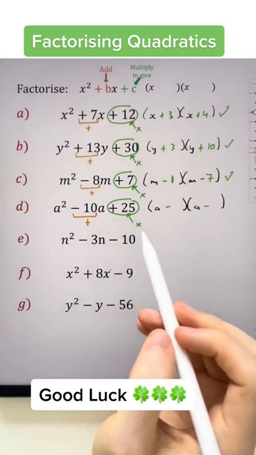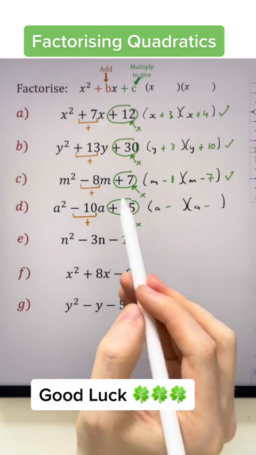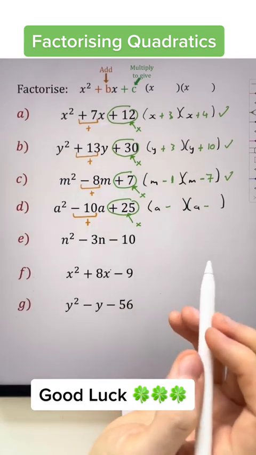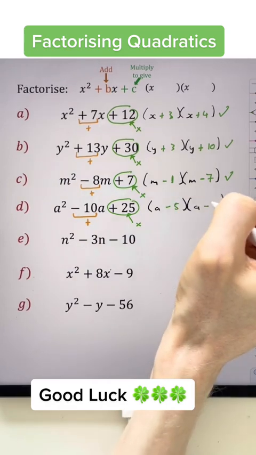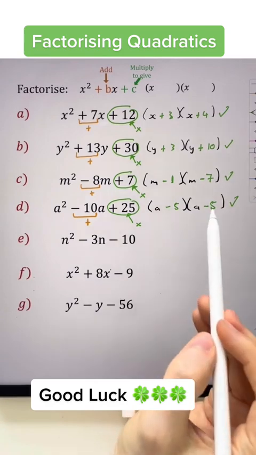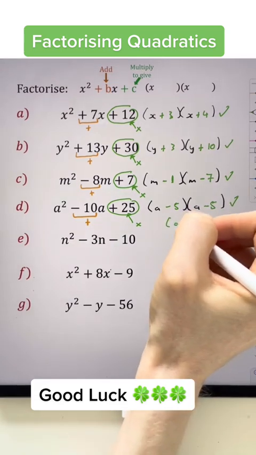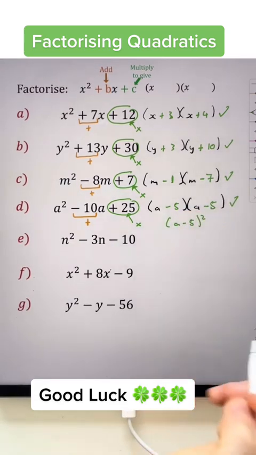Listing out our factors of 25, we'd have 1 and 25 and 5 and 5. The only pair that multiply to give us plus 25 and add together to give us negative 10 is going to be negative 5 and negative 5, as negative times negative gives us a positive, and negative 5 subtract 5 gives us negative 10. We could also rewrite that as (a minus 5) in brackets, all squared.